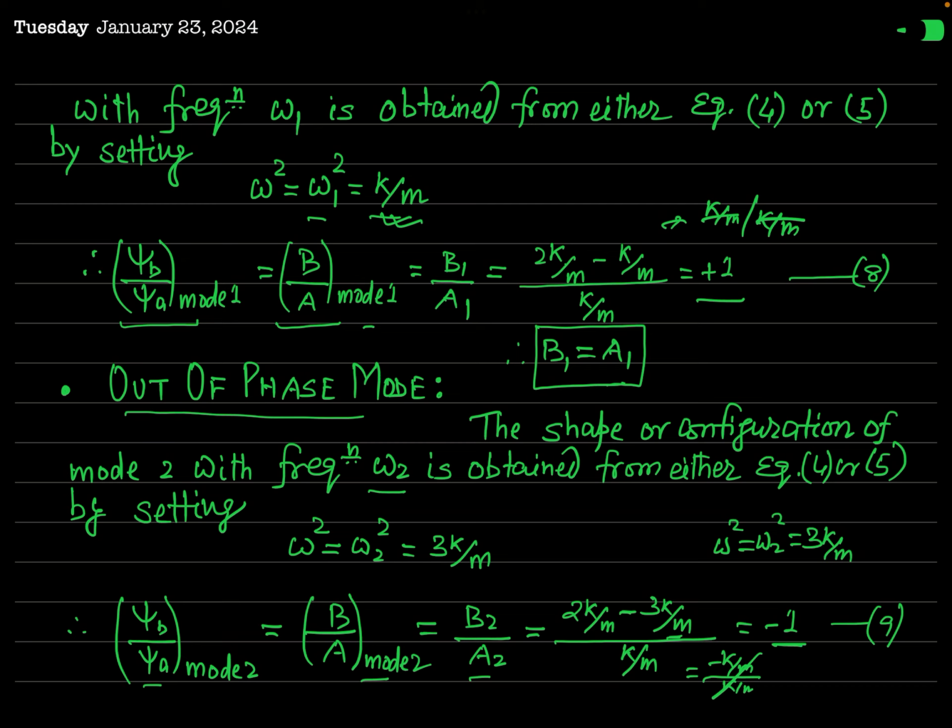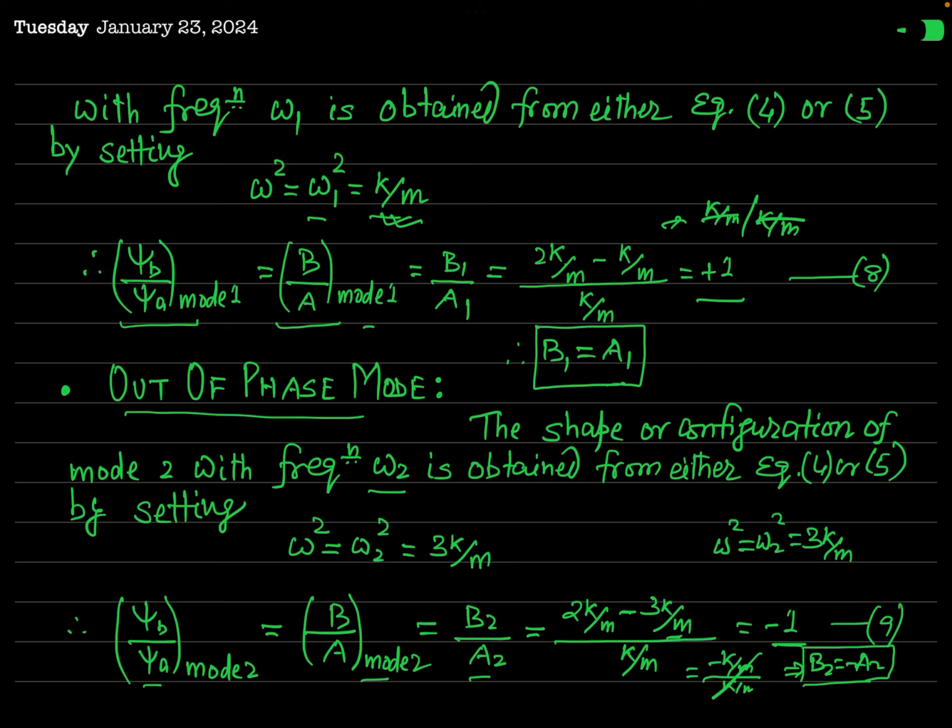So the shape or configuration of mode 2 is equal to minus 1, and this minus 1 actually implies that in this case B2 is equal to minus A2. That is, the amplitude of both the oscillators are equal but opposite in sign, and that's why we say that they are out of phase. There is a phase difference of 180 degree between them.